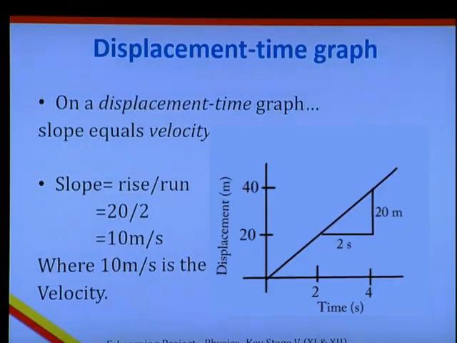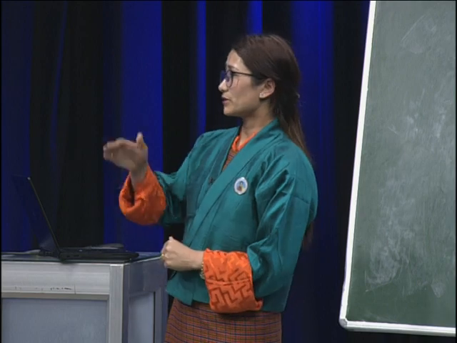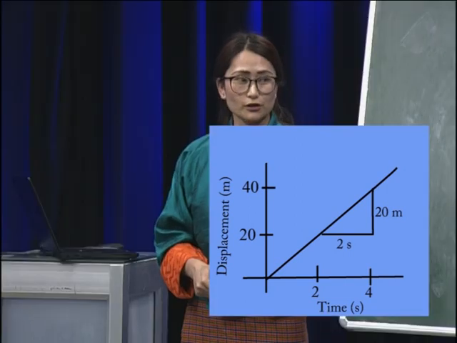So when we calculate the slope of that uniform motion given in the displacement time graph, we will actually get velocity. The example is also given here where slope is equal to rise over run, and we have considered the displacement between 20 to 40 meter. After calculating the slope, we get 10 meter per second, and that 10 meter per second is nothing but the velocity of the object.